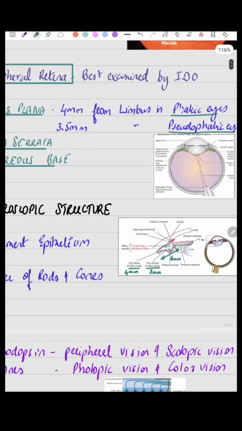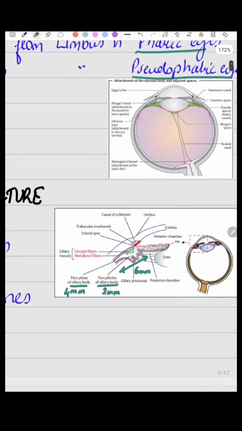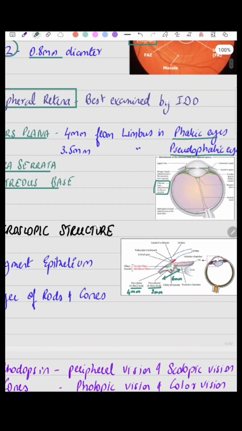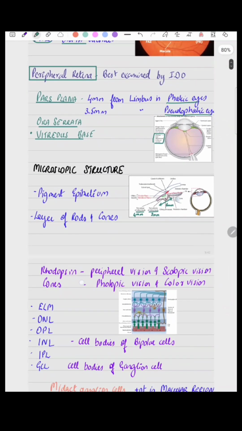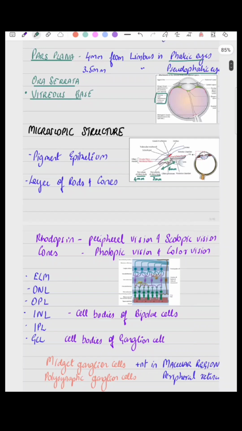Then the ora serrata and vitreous base. This is the vitreous base, where the retina attaches to the ora serrata. It is one of the strongest attachments of the retina. Now, coming to the microscopic structure, we know that there are 10 layers of retina from outer to inner.